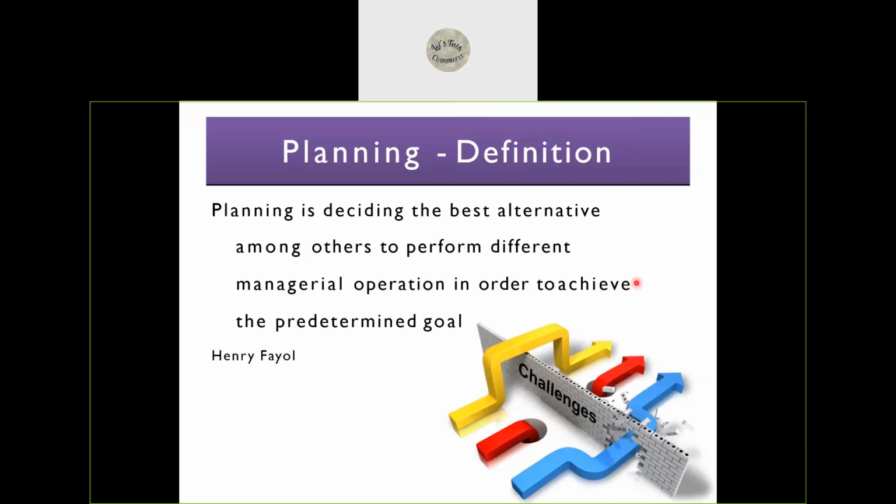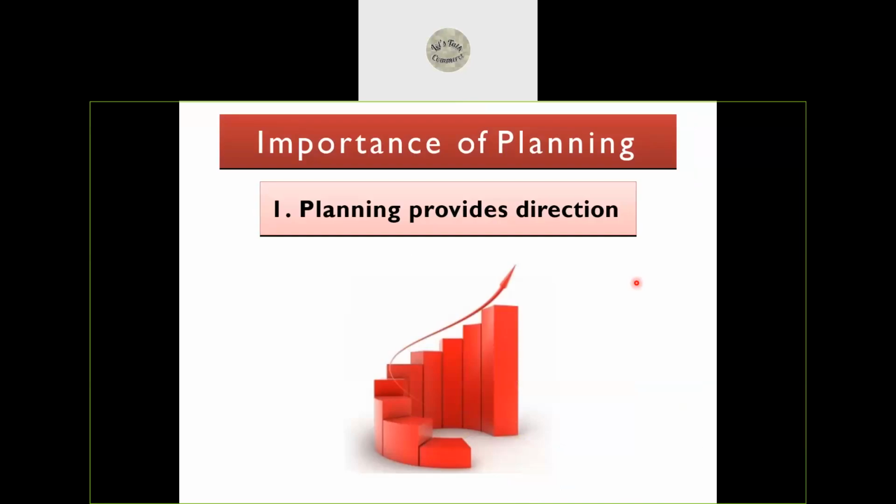Now moving on to importance of planning. Why is planning important? Planning provides direction. By stating in advance how work is to be done, planning provides direction to action. Planning ensures that objectives or goals are clearly stated so that they act as a guide for deciding what action should be taken and in what direction.